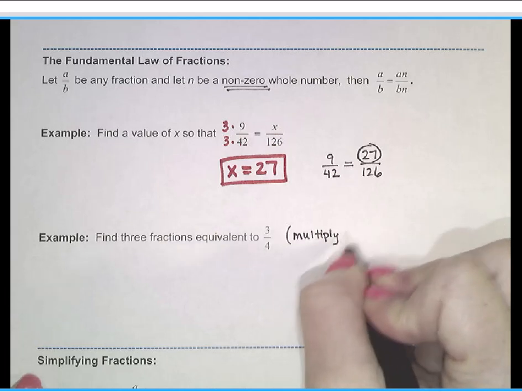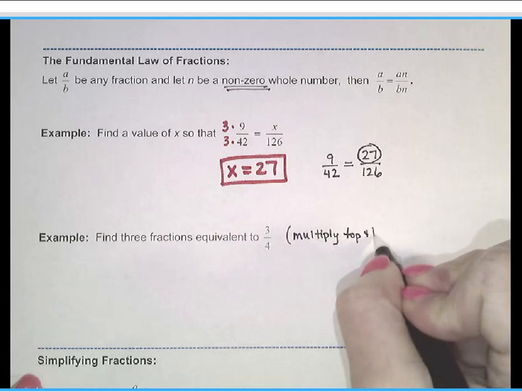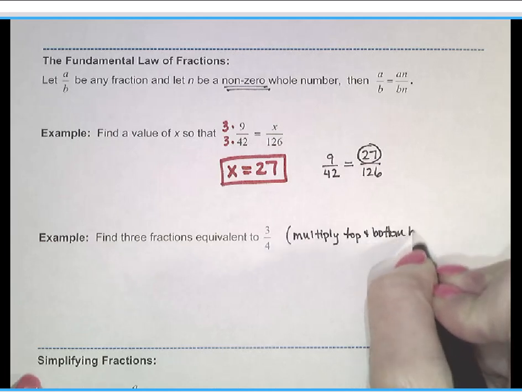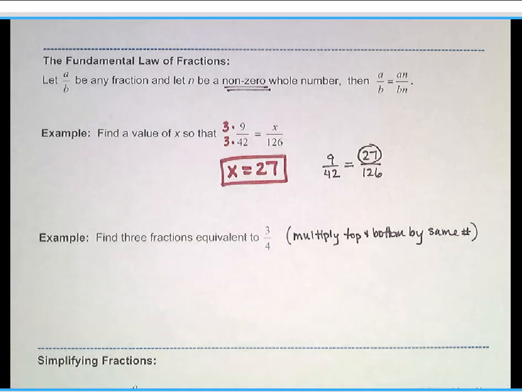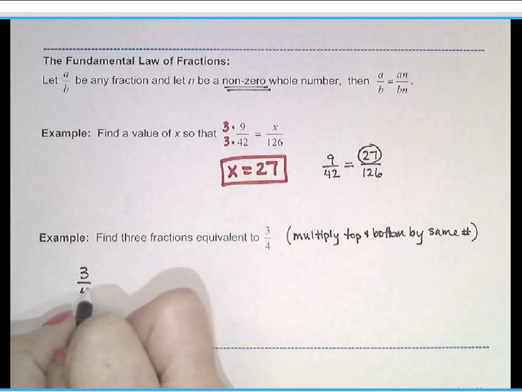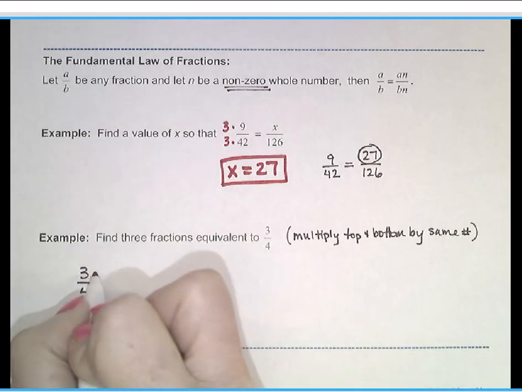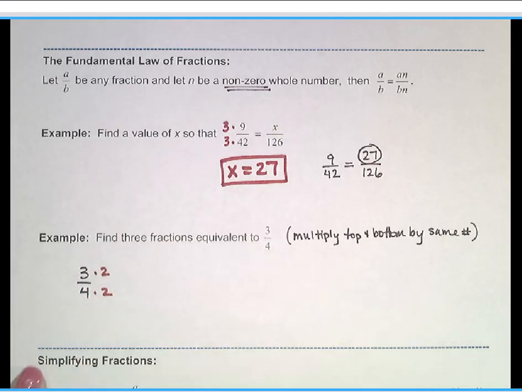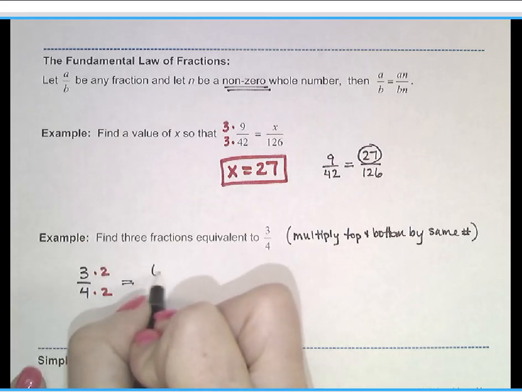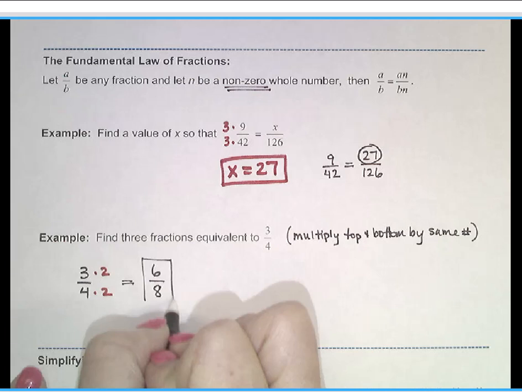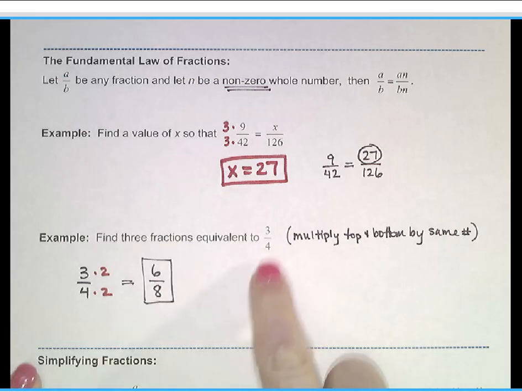So I'm going to say multiply top and bottom by the same number. And then you're guaranteed to get an equivalent fraction. So let's just pick some random numbers. Like, I don't know, let's do 2 over 2. If we multiply the top and the bottom both by 2, we get 6/8. And 6/8 is equivalent to 3/4.